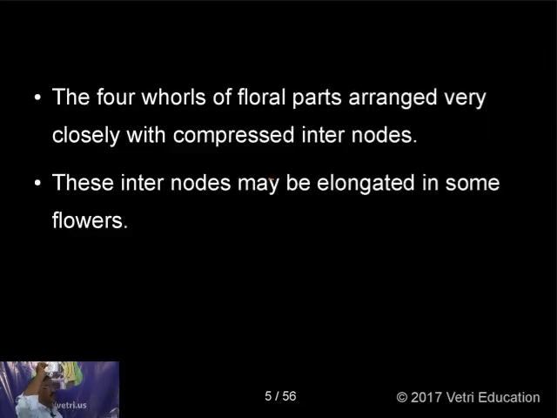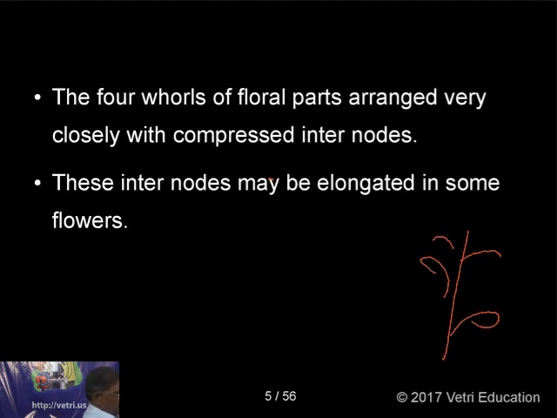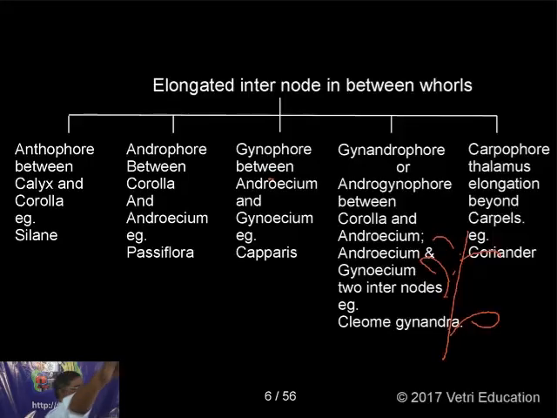The four whorls of floral parts are arranged very closely with compressed internodes. As I told you already, it is a modified shoot. This is a leaf, this is a leaf, this is a leaf. They are compressed to form a flower. Sometimes these internodes may be elongated in some flowers. The internodes between the calyx, corolla, androecium and gynoecium may be extended or elongated. Here the different types of elongations are given. You can see the elongation of internodes between the whorls.